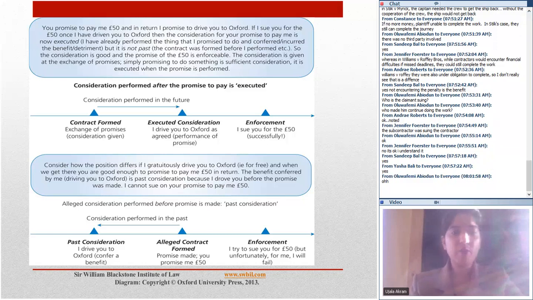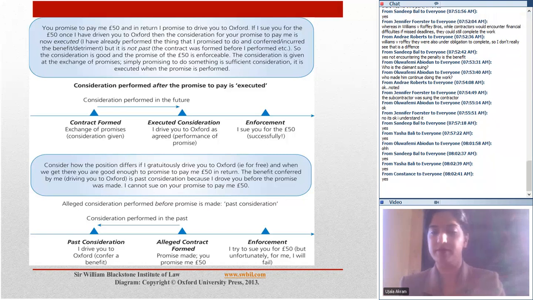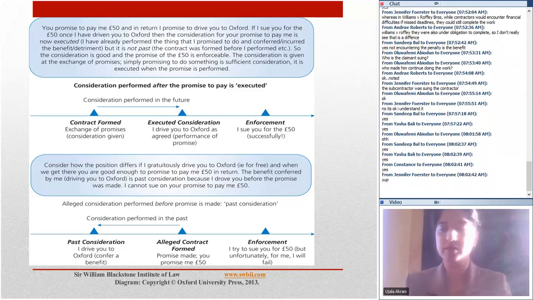At the very bottom of the diagram, again, first there is a past consideration, right? I drive you to Oxford. That is a past consideration. I conferred a benefit, and after that, promises are exchanged. You promise me that you are going to pay me £50. Now if I try to sue you for that £50, I will not be successful. Clear? Okay. Constance, yes. Jennifer, okay. Good.